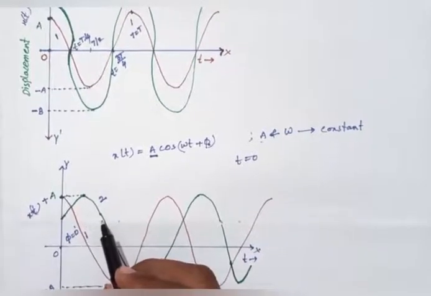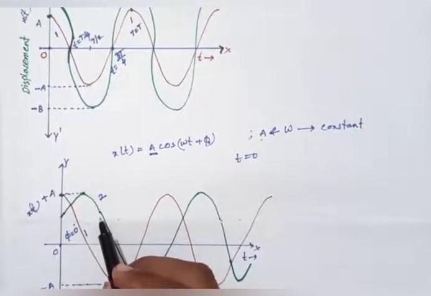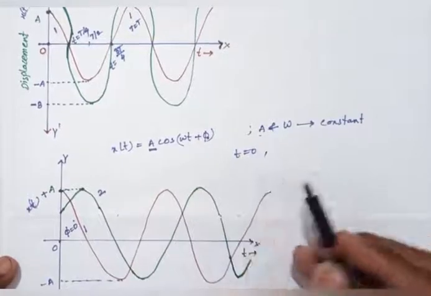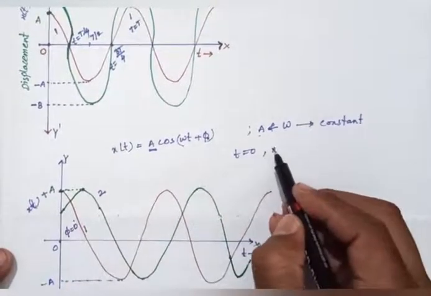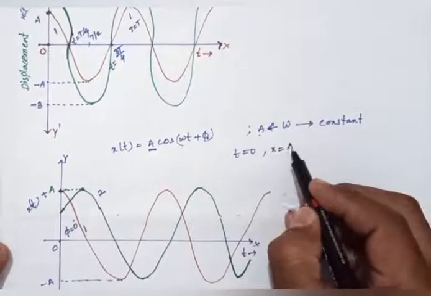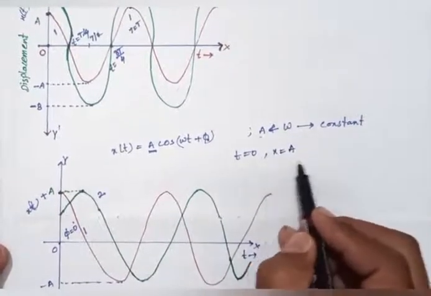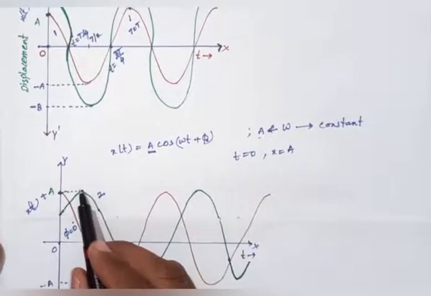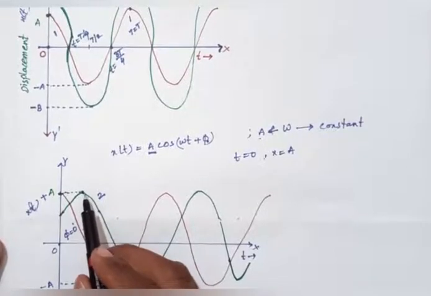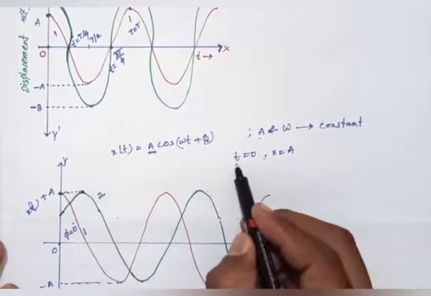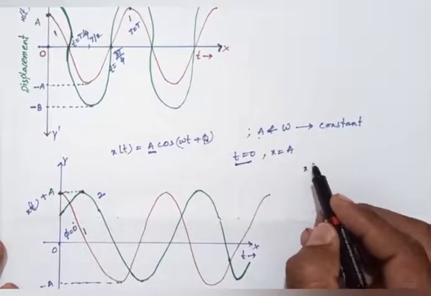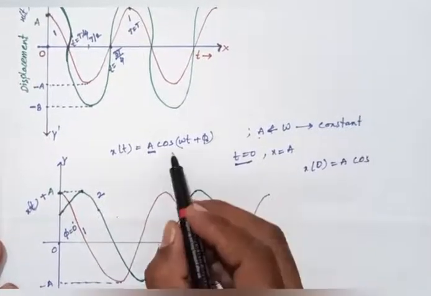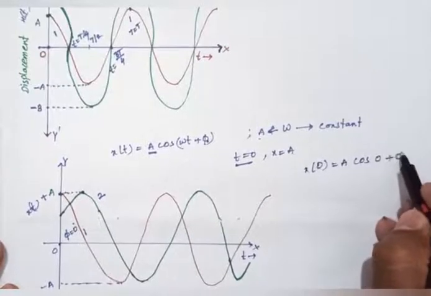And the second wave is negative. For example, at t equals 0 we want x to equal the maximum amplitude. Then for the second simple harmonic motion wave at t equals 0, we substitute: x of 0 equals A cos(0 plus pi).